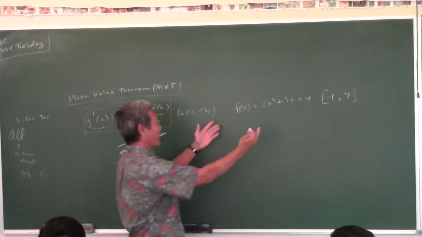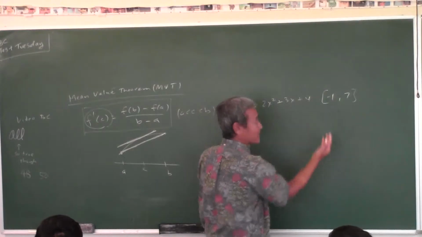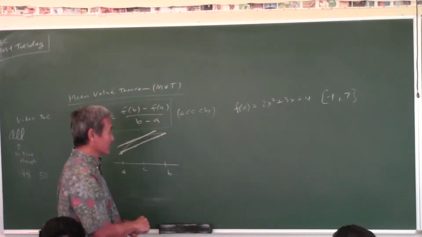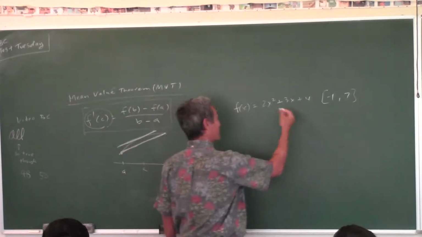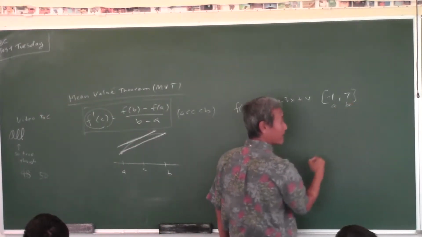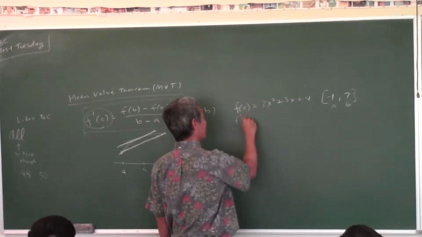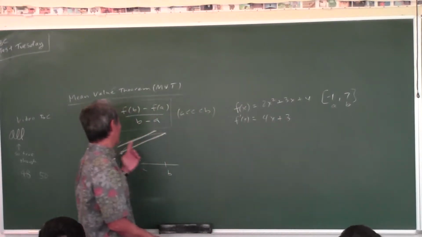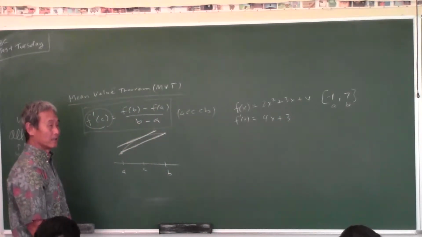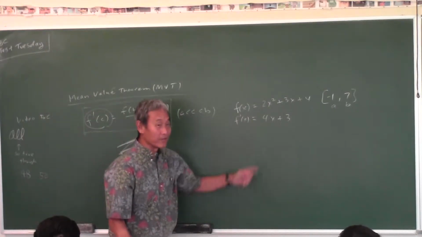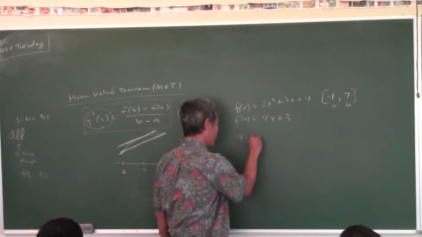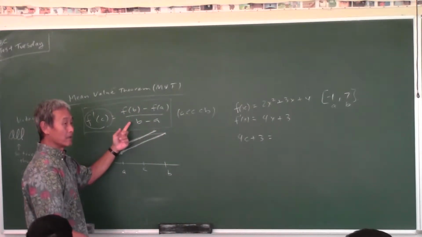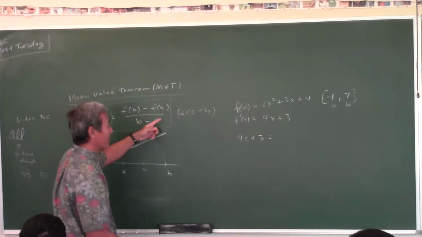So first of all, is this function differentiable? Yes, it's a polynomial. All polynomials are differentiable. That's a property of polynomials. So all you gotta do now is plug and chug. This is A, this is B, right? Here's F. What is F prime? What's the derivative? 4x plus 3. So here we go. What is F prime of C then? You plug C into the derivative and you get 4c plus 3. That has to equal f of b minus f of a over b minus a.